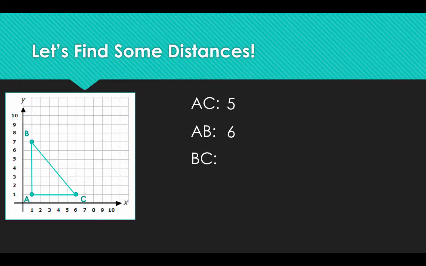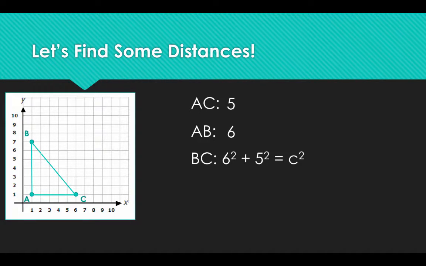Now let's figure out the distance from B to C. This isn't straight across or straight up and down, so we cannot just count the points to find the distance. But if you notice, this is a right triangle. So we have a special tool that we've been working on that can find us the distance from B to C, and that's the great Pythagorean theorem.